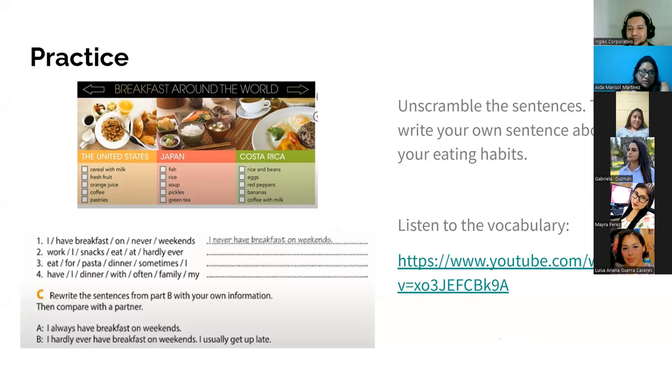In Japan, we have fish, rice, soup, pickles, and green tea. Eso en Japón para el desayuno. Té verde, exactly. Green tea. Delicious, right? And also in Costa Rica, it's similar, like our breakfast. Rice and beans. Eggs. Red peppers. Bananas. And coffee with milk. And we eat fried bananas, ¿verdad? Plátano frito, fried bananas. Green peppers, red peppers son pimientos rojos. Como chiles rojos. Red peppers, very good. Now we are going to listen to the vocabulary. And we are going to practice it.